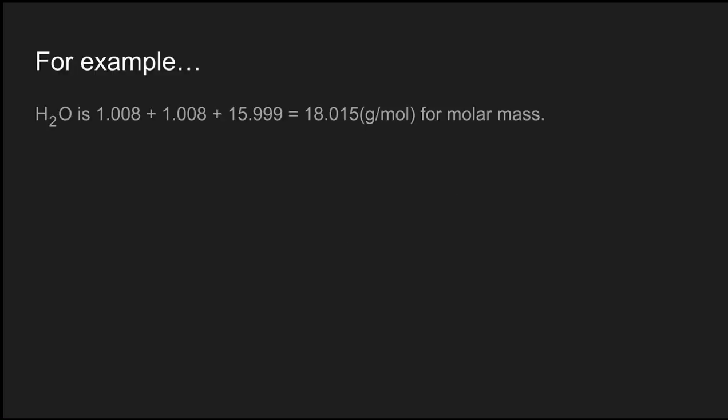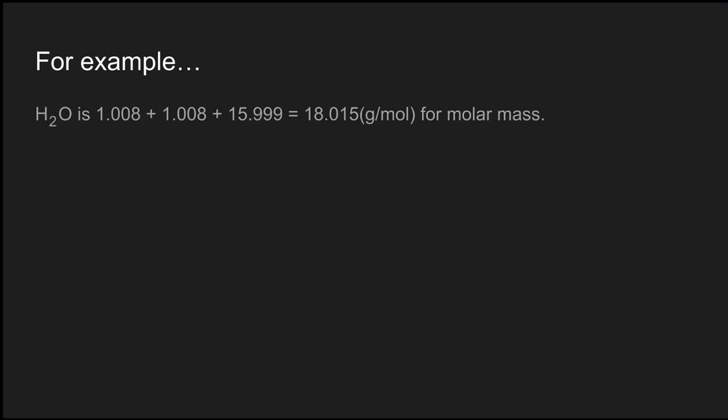Well, it's simpler than you think. You just add. So take water, for example. It has 2 hydrogen molecules and 1 oxygen molecule. In this case, you just add the molar mass of the 2 hydrogens with the oxygen, and you get roughly 18.015 grams per mole for the molar mass of water.